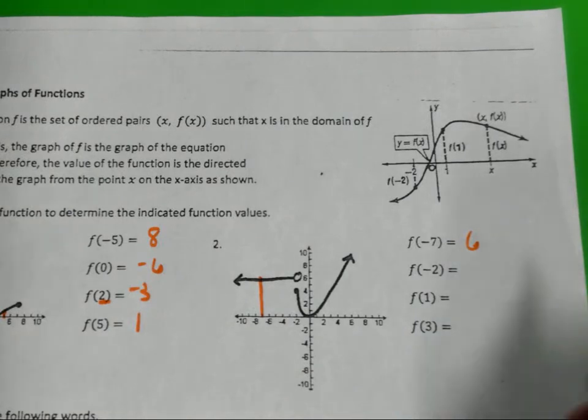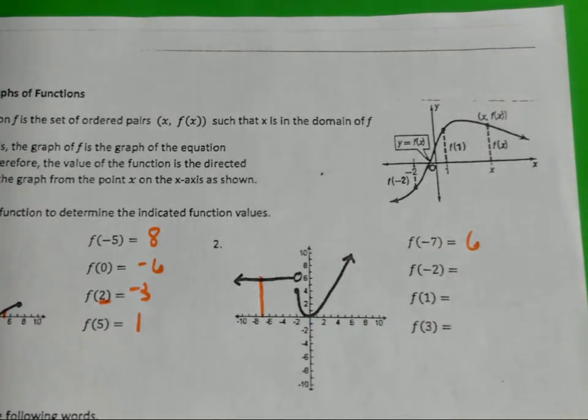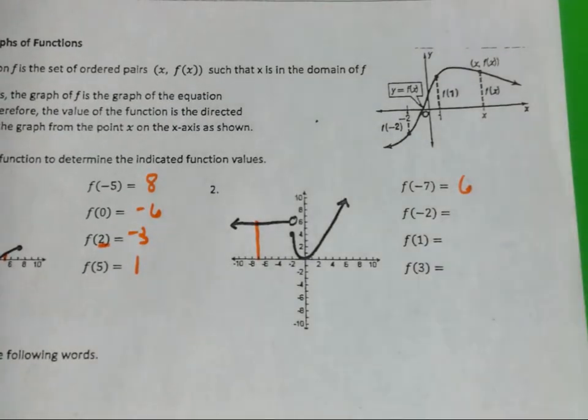F of negative 2. Okay, this is an interesting one, guys. I don't know if you saw this last year, so let's talk about this. My x value is negative 2. I go up there, I got 2 dots. Which one do you think you would include? You would choose, did it?